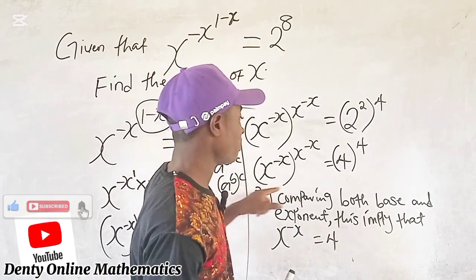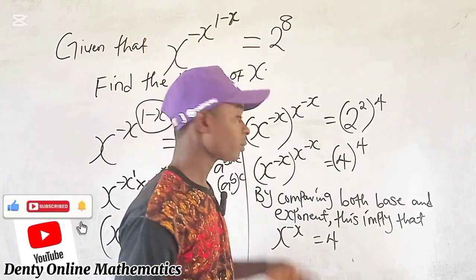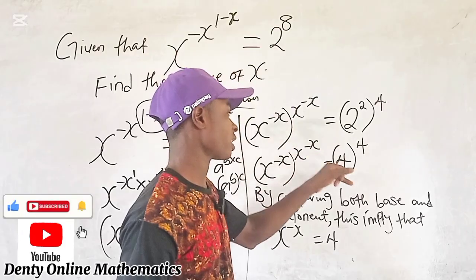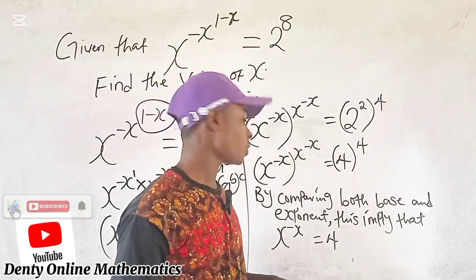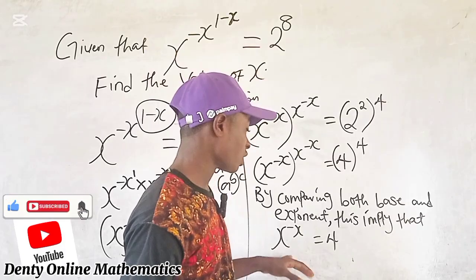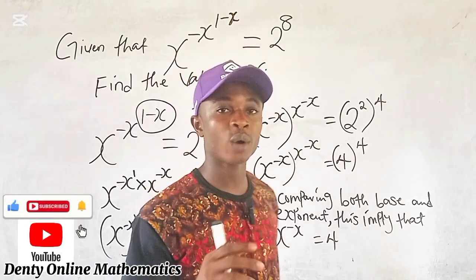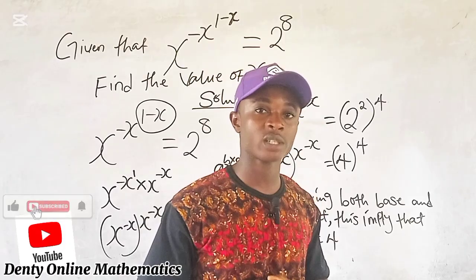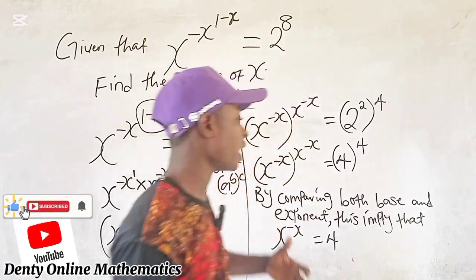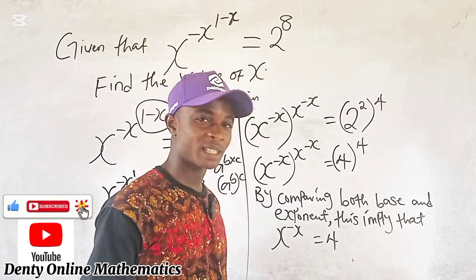Because when we compare the base, we have 4. When we compare the exponent, we still have 4. So if you are comparing both base and exponents, you are going to have x raised to the power of minus x equal to 4. But remember, we are not looking for x raised to the power of minus x. We are looking for the value of x. So we are still going to simplify this further.